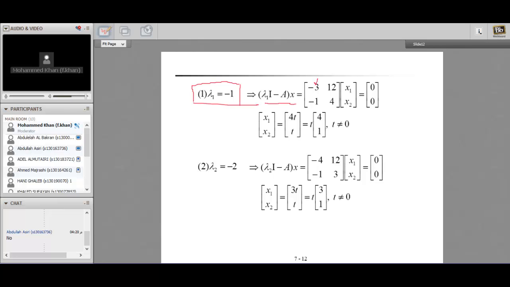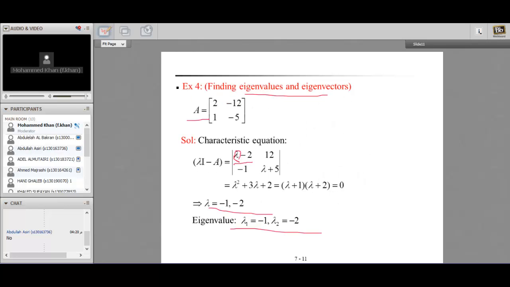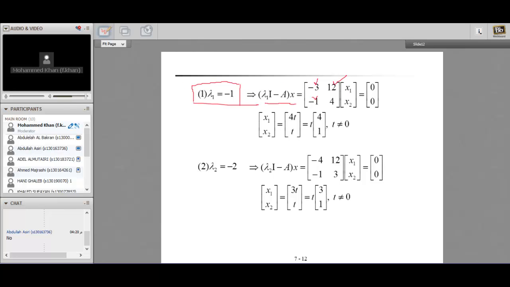And the rest is 12 here. In the previous slides the 12 is here, so there is no change. And there is a −1 here, and similarly −1 + 5 is equal to 4. So multiplied by x, with x1, x2 equal to 0, 0. We know that the rank of the matrix is 1, so we solve only one equation. We can take 4t and t, and taking t common, we have 4 and 1. So the eigenvector will be (4, 1).